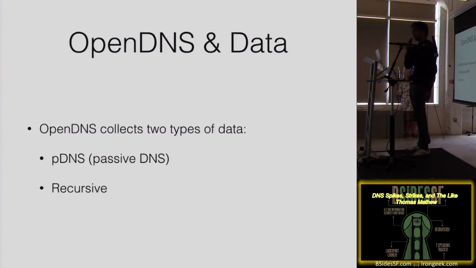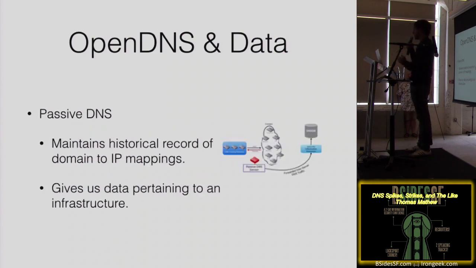At OpenDNS, there are two types of data that we collect: what's called passive DNS, and what we call recursive DNS. This distinction is important when it comes to modeling some of the traffic patterns that we're going to be talking about later. Passive DNS just maintains a historical mapping between a domain and an IP. That means with a passive DNS system, I can see 10 years ago what google.com was mapping to. It gives us a very good understanding of how domains and IPs have been changing over a period of time.